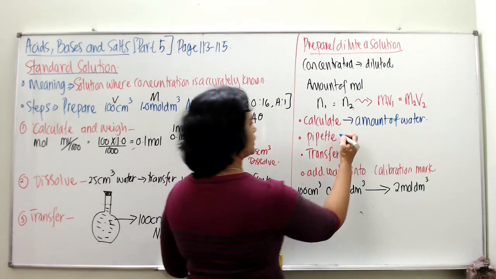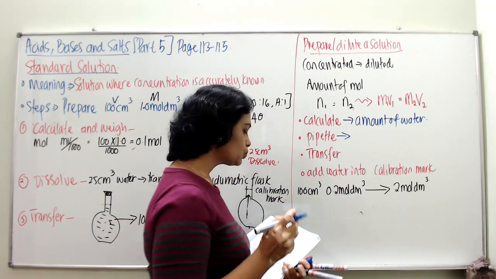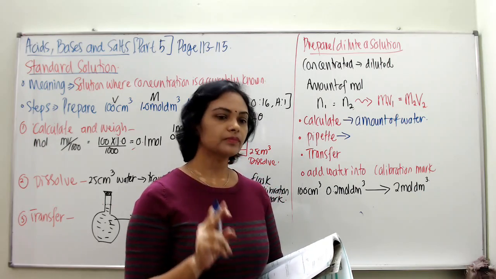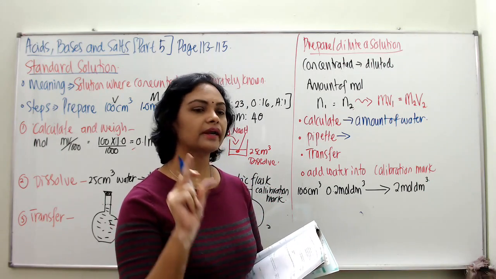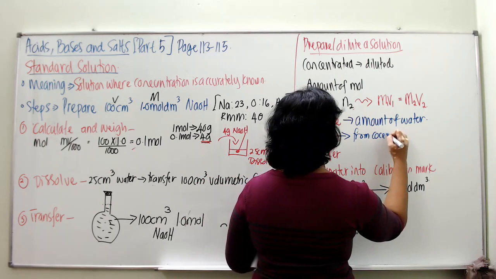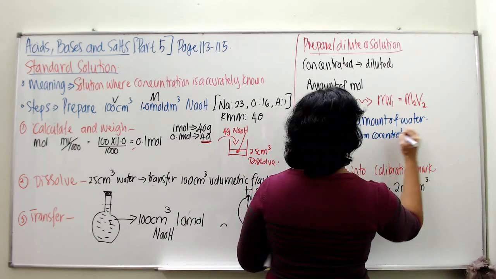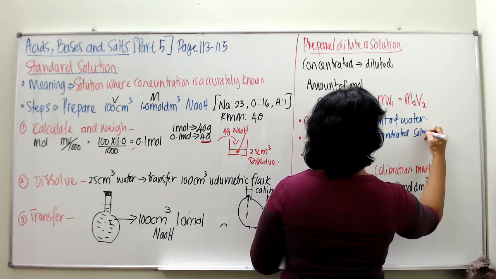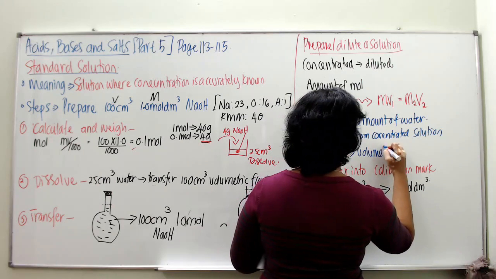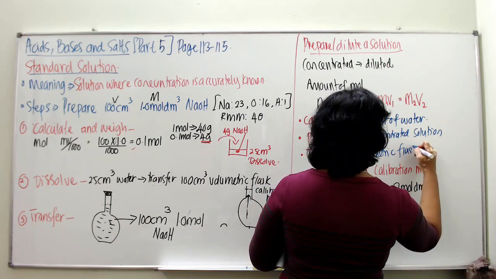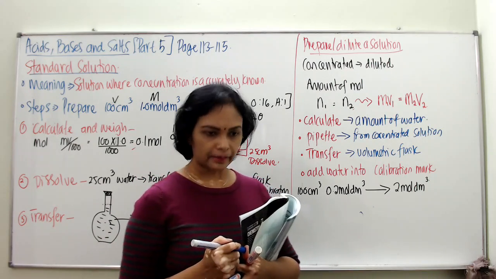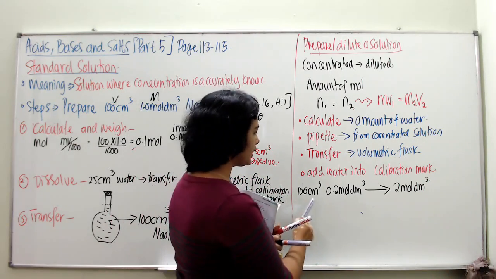Then you use a pipette to draw 10 cm cube from the original concentrated solution, and transfer it into the volumetric flask. Then you add water until the calibration mark. That means now you want to prepare 100 cm cube.